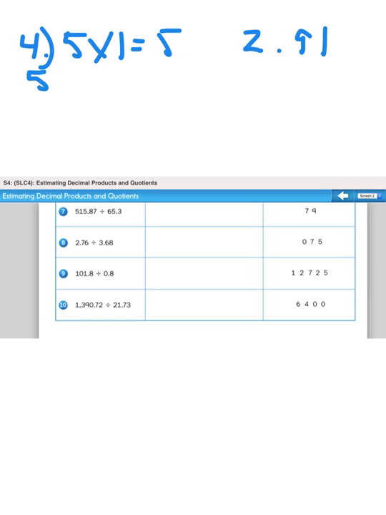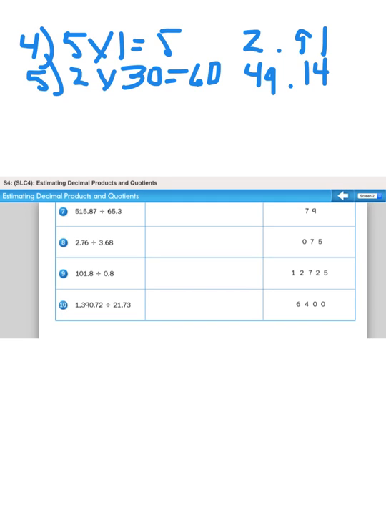Number 5, we're going to round 1.8 to 2, and we're going to round 27.3 to 30, which gives us an estimate of 60. So our digits are 4, 9, we're going to put our decimal point right there, 1, 4. So that's how we would write those digits with an estimate of 60. Our answer is going to be 49.14.